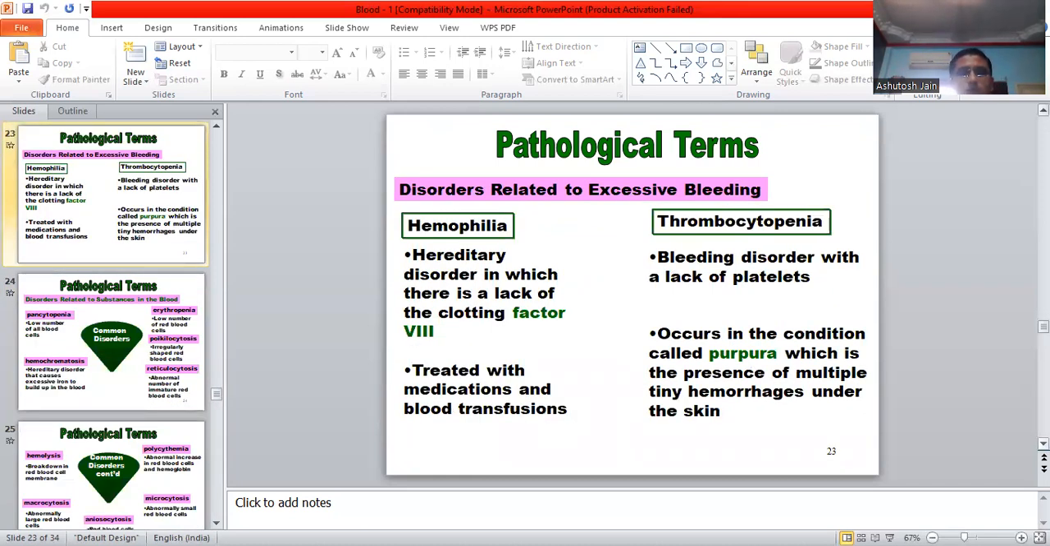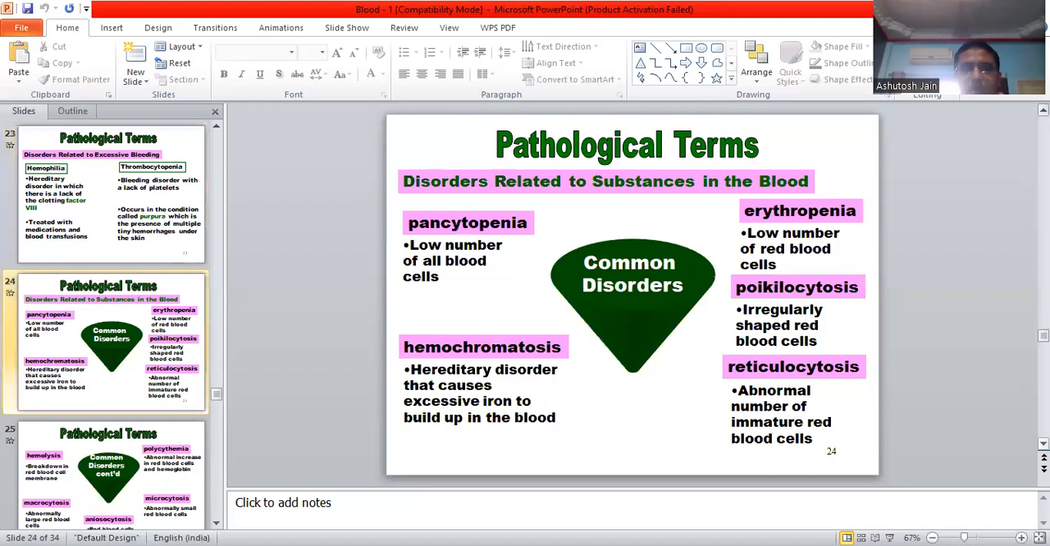Disorders related to excessive bleeding. Hemophilia, a hereditary disorder in which there is a lack of clotting factor 8, treated with medications and blood transfusion. Thrombocytopenia, a bleeding disorder with a lack of platelets, occurs in the condition called purpura, in which there is the presence of multiple tiny hemorrhages under the skin.